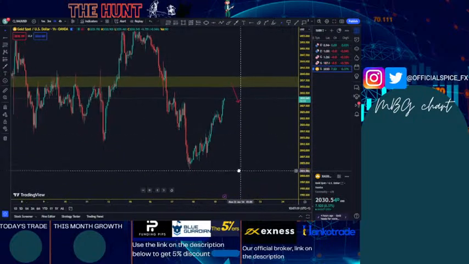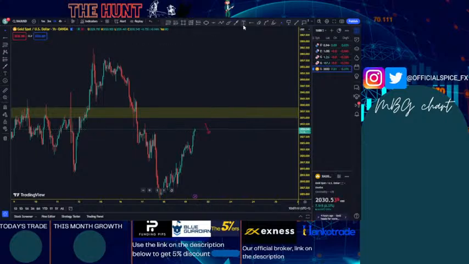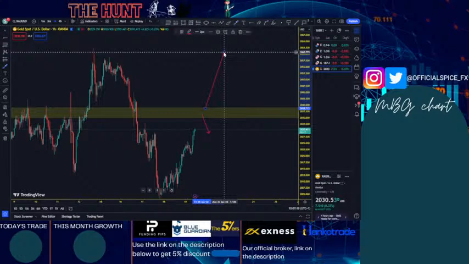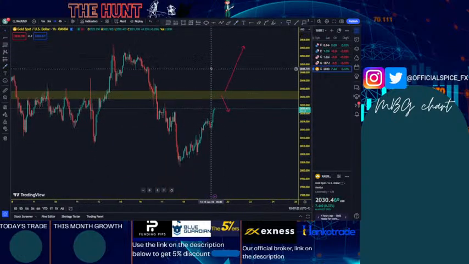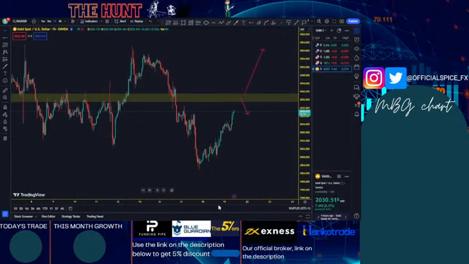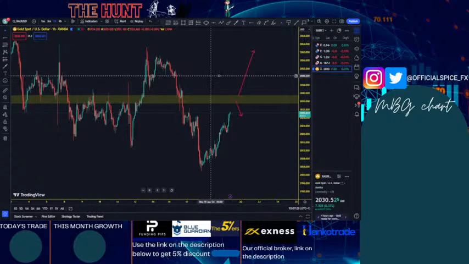All right, so you might think price is going to reverse here, and then it just goes all the way up. So when you take advantage of the small move, it makes a lot of sense. All right, so that's my take on gold.